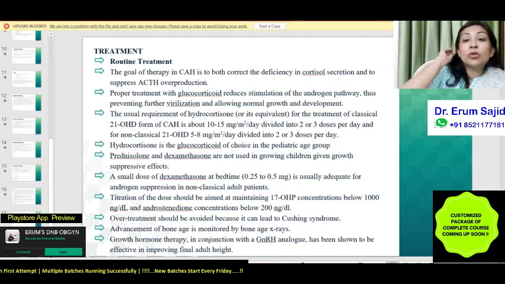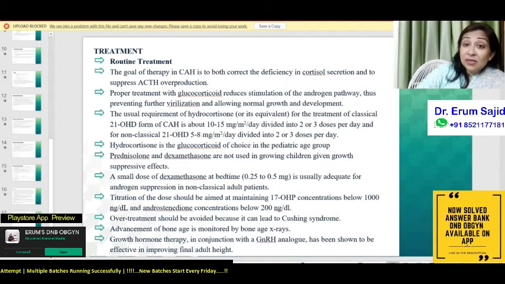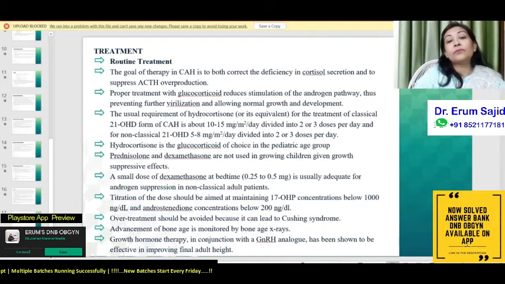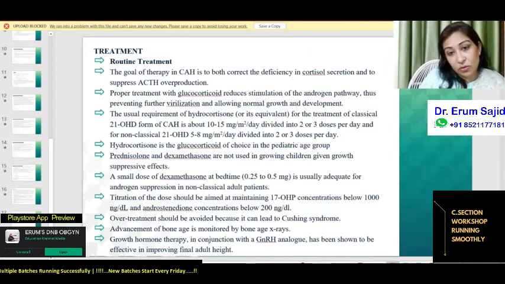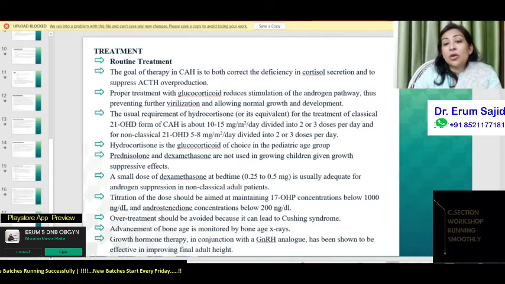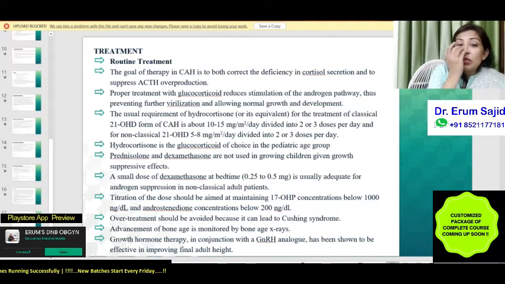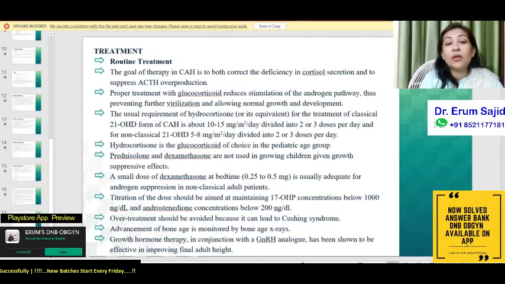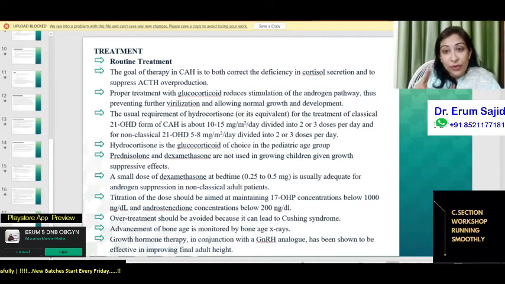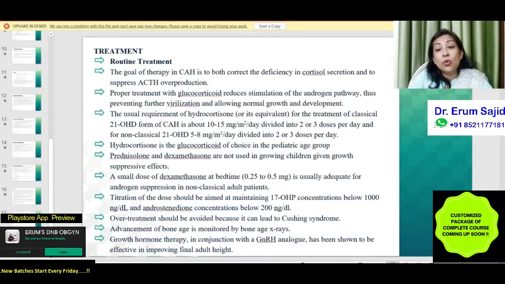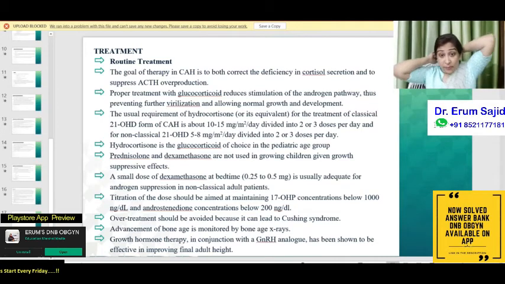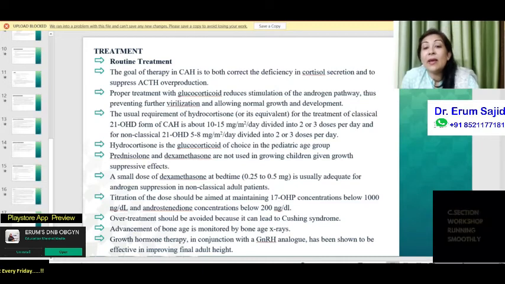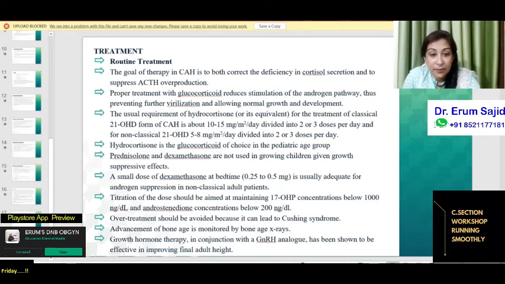So the goal of therapy is both to correct the deficiency of cortisol secretion and to suppress ACTH overproduction. So if you start giving glucocorticoid, you reduce the stimulation to the androgen pathway, so you prevent the virilization. The usual requirement of hydrocortisone for the treatment of the classical 21 alpha hydroxylase form is about 10 to 15 milligrams per meter square per day, divided into 2 to 3 doses per day. And for non-classical, it is around 5 to 10. So for classical, it is almost double, okay? 5 to 8 milligrams per meter square per day divided into 2 to 3 doses per day.